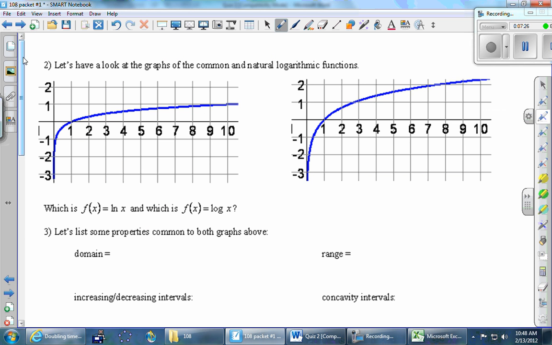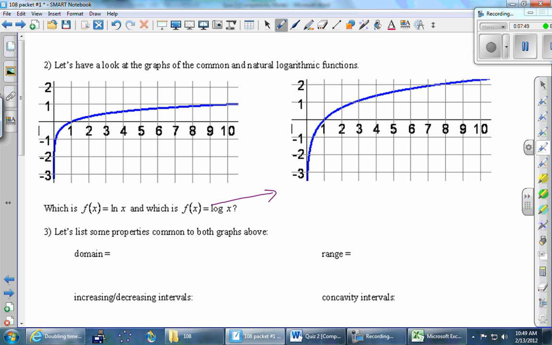All right, we'll go to number 2, Chris. Let's have a look at the graphs common in that logarithm. The two graphs look quite similar. First step is to figure out which one is the graph of ln of x and which one is the graph of log x.